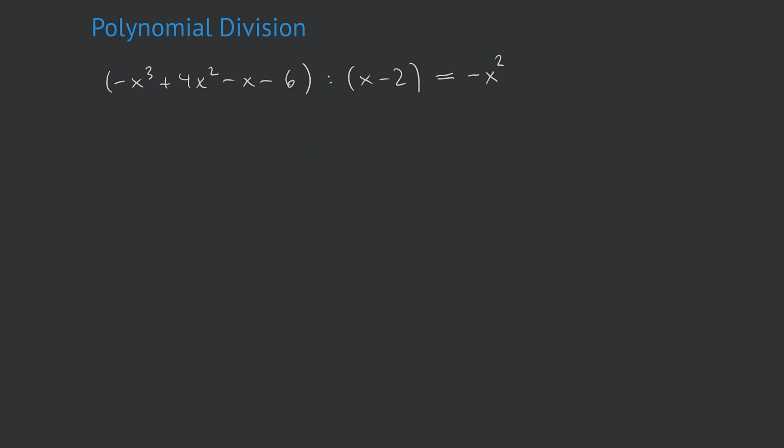In the next step, we look at q and multiply q with this first found part of the result. So we multiply these two expressions and rewrite the result of this multiplication below p. So that is x times minus x to the second power is minus x to the third power, and minus 2 times minus x to the second power is plus 2x to the second power. So what we have written here, this expression, is the result of this multiplication.